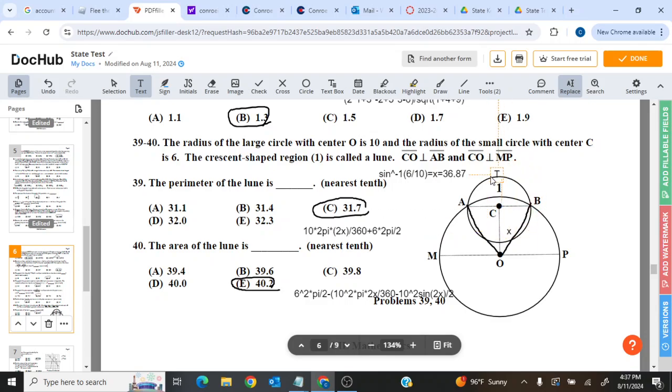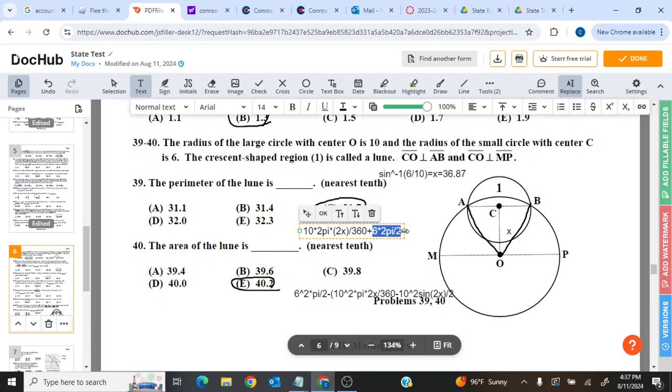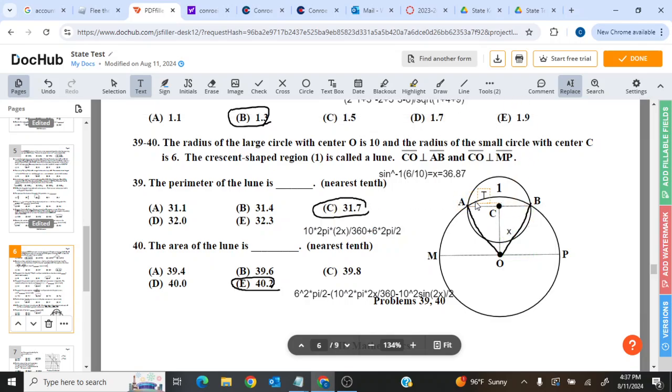So you have your radius of 6, so 6 times 2 pi divided by 2. And you also have this right here. Well, you need to figure out this angle x, so you can figure out what proportion of circle O the arc AB is. You have your opposite and your hypotenuse, 6 and 10, because they're the radii. So sine inverse of 6 over 10 will get you your angle x of 36.87.